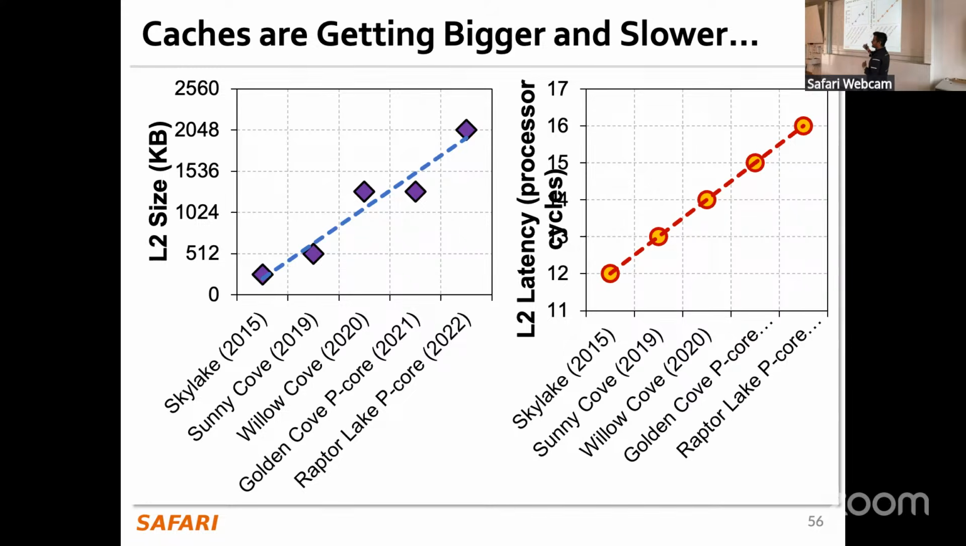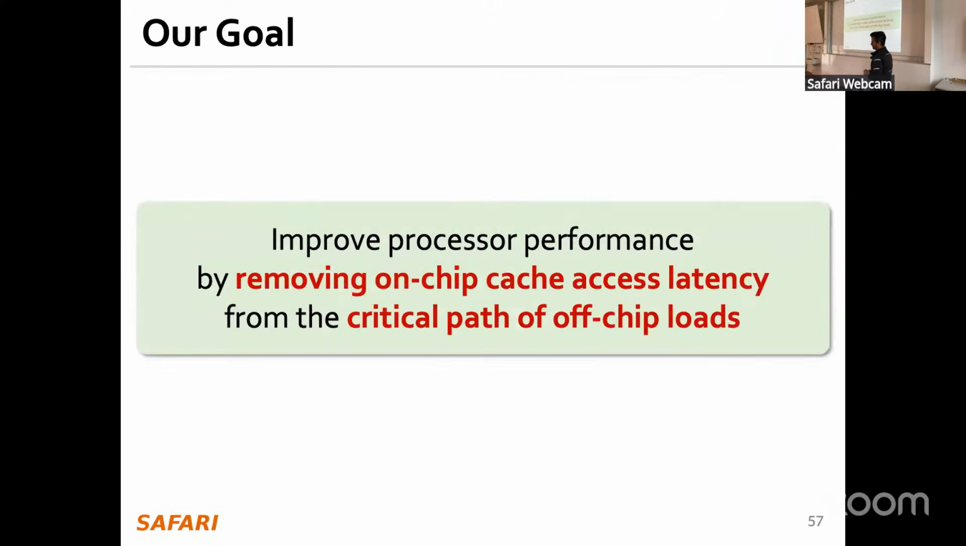So you can easily see that the trend in the industry is that you would have bigger caches. Why? Because your data footprint is also growing. But with bigger cache comes bigger latency. So we need to do something for those aspects.